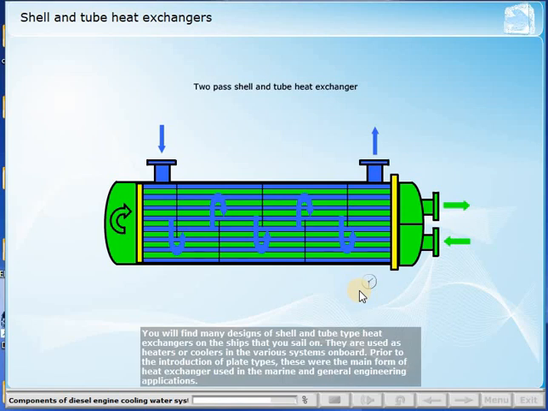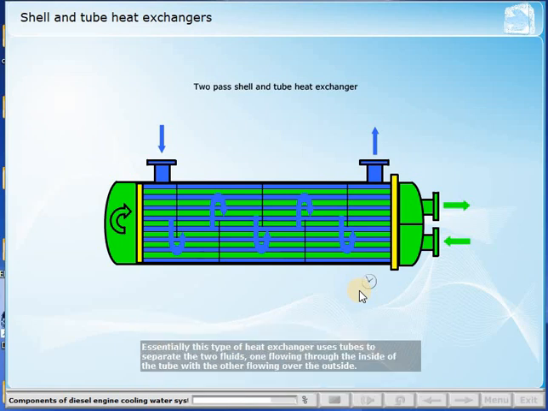You will find many designs of shell and tube-type heat exchangers on the ships that you sail on. They are used as heaters or coolers in the various systems on board. Prior to the introduction of plate types, these were the main form of heat exchanger used in the marine and general engineering applications. Essentially, this type of heat exchanger uses tubes to separate the two fluids, one flowing through the inside of the tube with the other flowing over the outside.